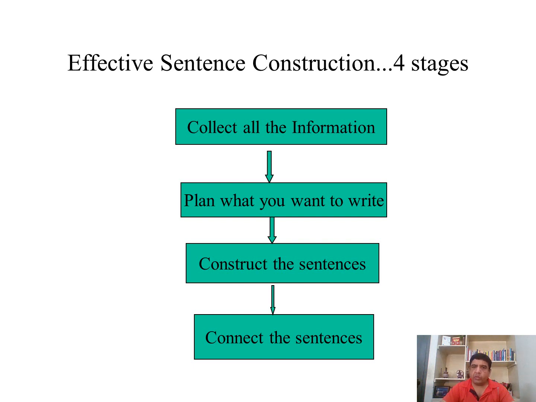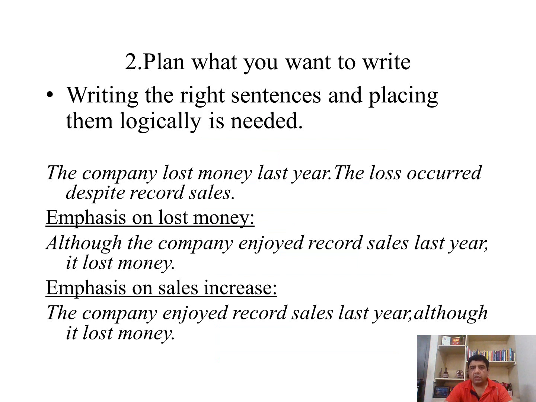Once we have all the information to write a sentence, we must also plan properly where to put what information. For example, suppose we need to say that the company lost money last year and the loss occurred despite the company having record sales. If we say that although the company enjoyed record sales last year, it lost money, the emphasis is on the lost money and the record sales takes a backseat.